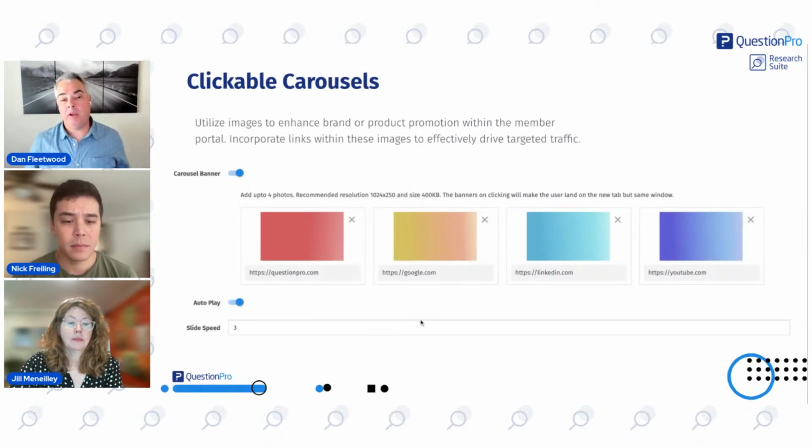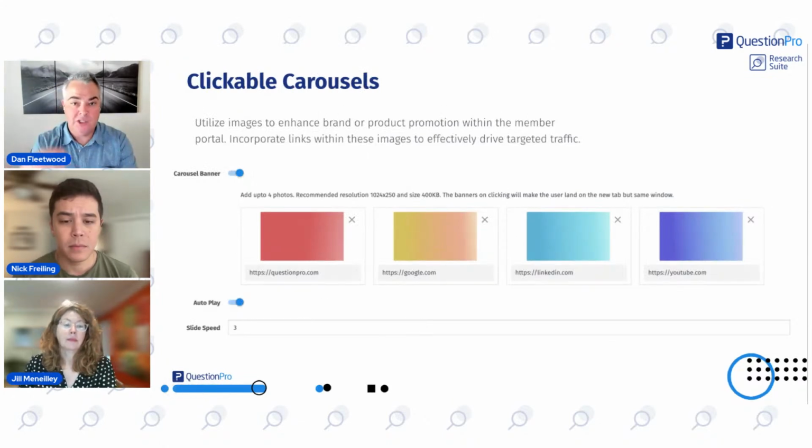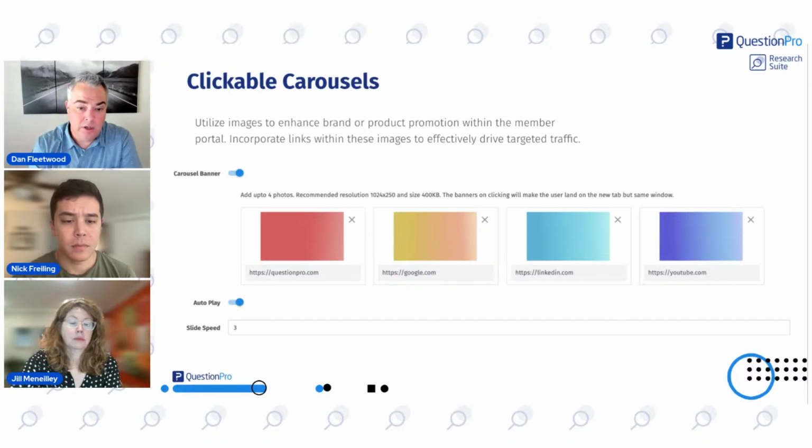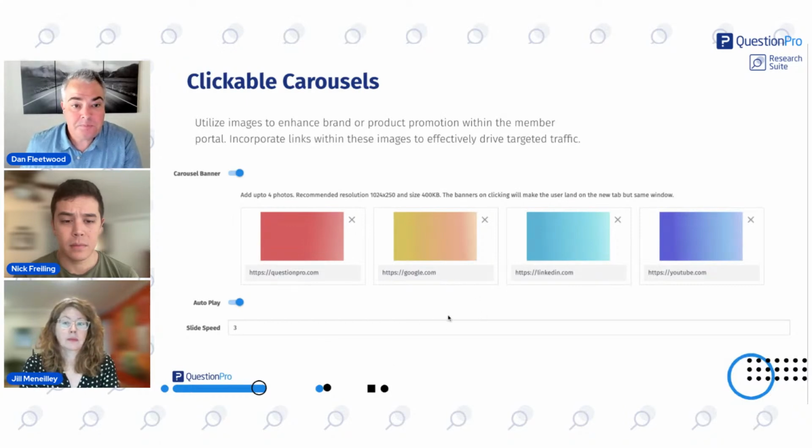We also have the clickable carousel. So what this is, you can have different images inside of your member portal. And what this allows you to do is have links that are associated with those. So if you want to take people that are inside of your community, they can click on the link and then it'll take them to an external website. This is the way that you can do it. Many of our clients had requested this, so we got this into the platform. And it's just a way to increase the branding and the functionality within the community, so you can effectively drive targeted traffic to these different sites that you want them to see.